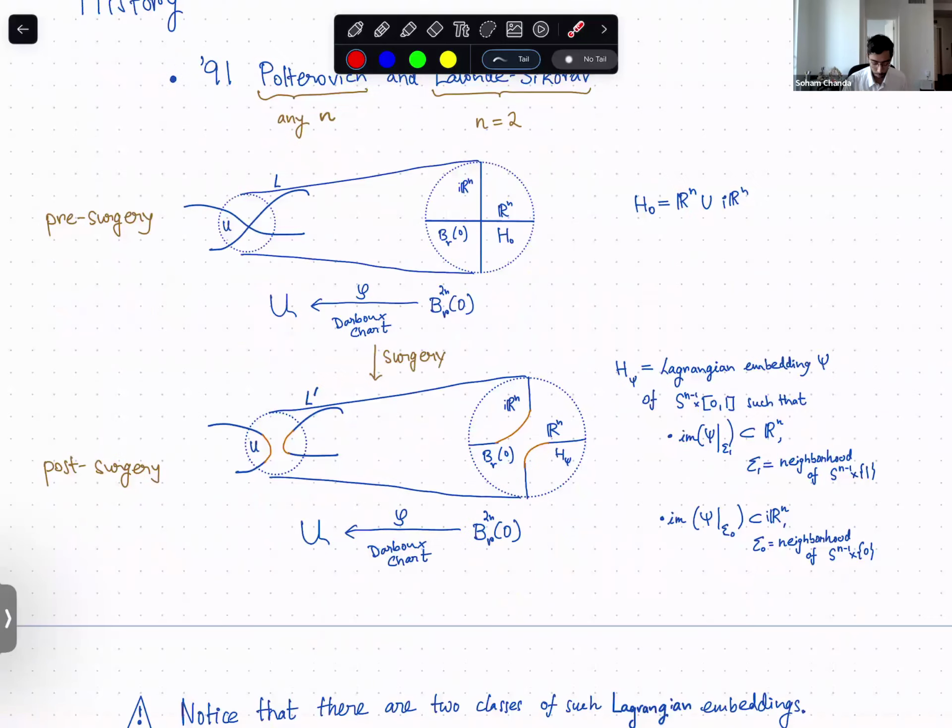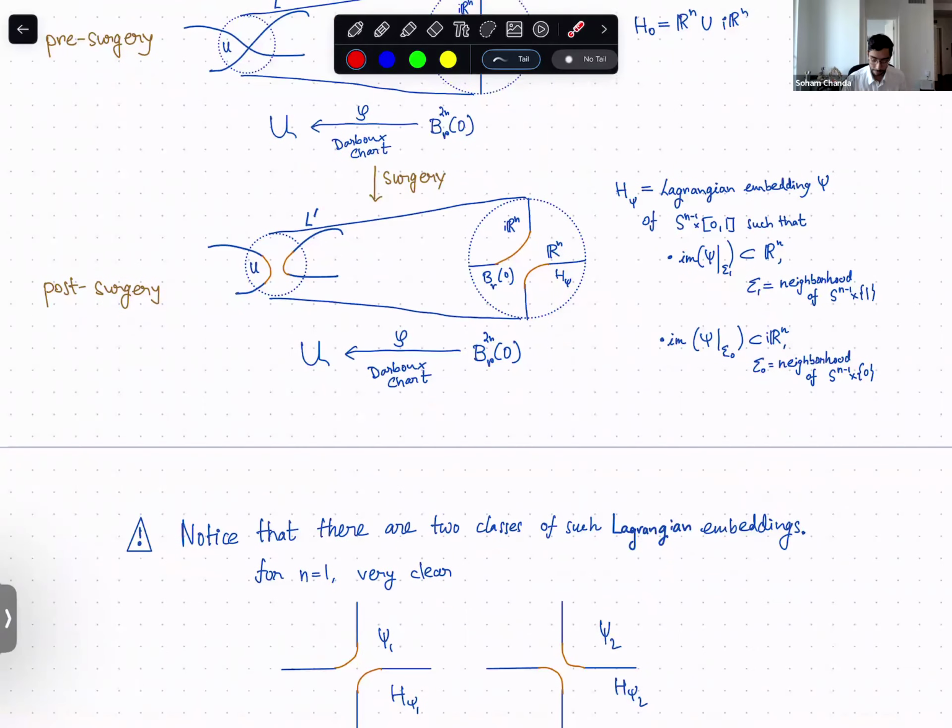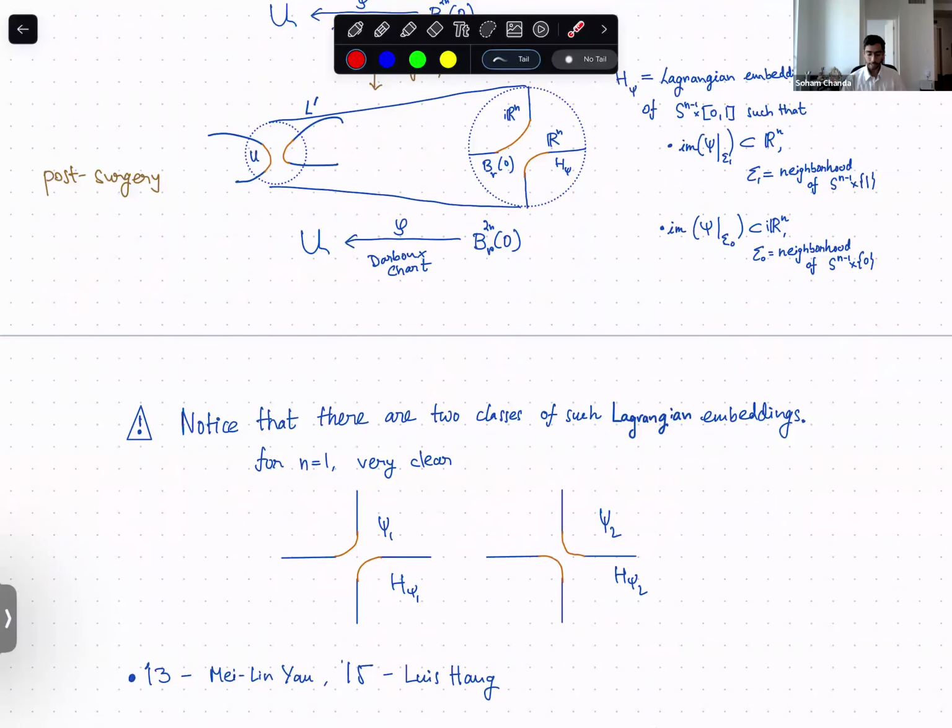Now note that there will be a choice of this Lagrangian embedding, and there are two classes of this choice. For n equal to 1, it's very clear. If n equals 1, your Lagrangians look exactly like this. This will be the pre-surgered Lagrangian. And the way to smooth it is you smooth it in either direction. It could be in this direction or this direction. And they create different Lagrangians, as you can check on this figure 8 diagram.